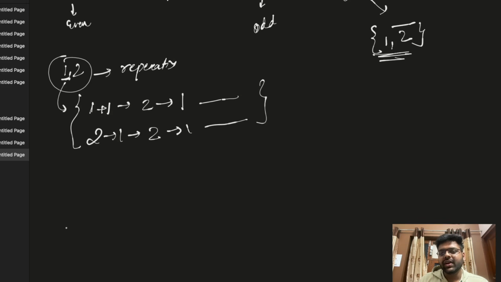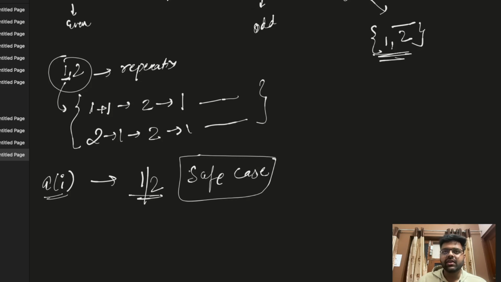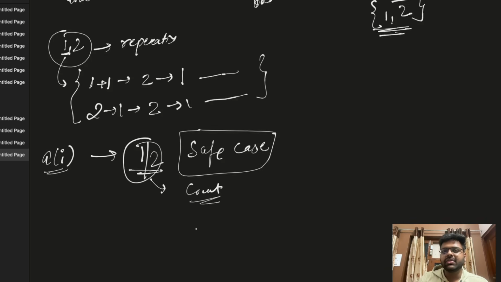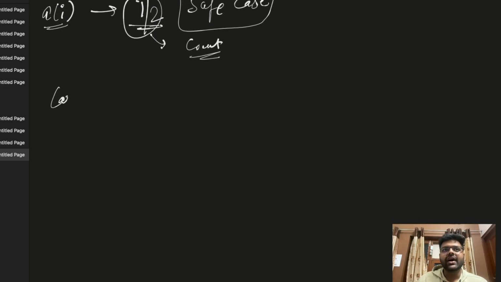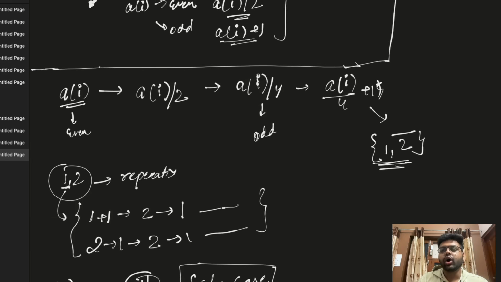So we can say that every a of i eventually reduces to either 1 or 2. This is our safe case. I can say for sure that they would converge at either 1 or 2, and I could count the steps. But the question is a bit more challenging: we need to find some larger value greater than 1 or 2, where the steps are minimum and they all coincide at this particular value.